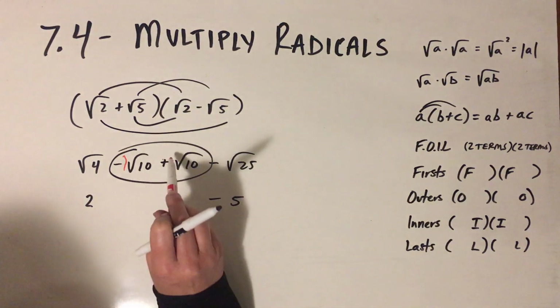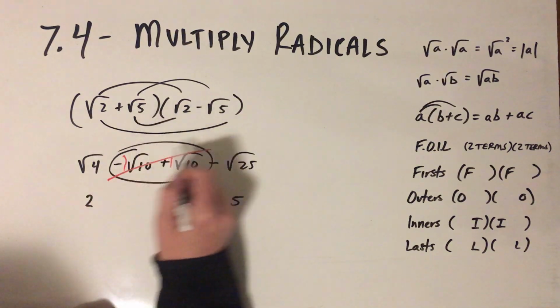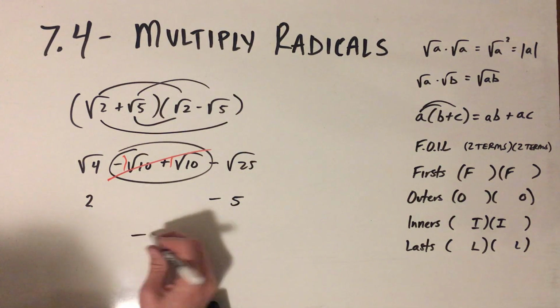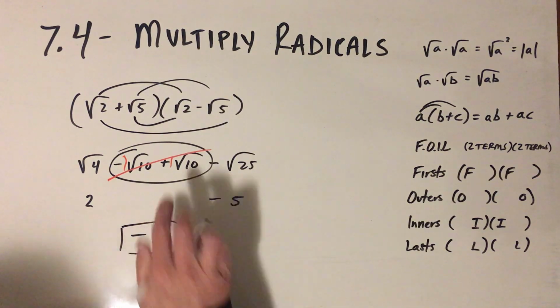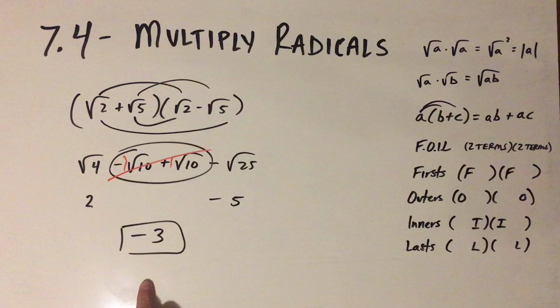If I have negative one of these and I add one of these, well, they don't exist anymore. So literally when I multiply these conjugates of radicals together, I get like 2 minus 5, which ends up being just negative 3. So when you FOIL conjugates, you end up with something funky, just like a number. This is really important going into our next section, 7.5. So we'll talk more about this in 7.5.